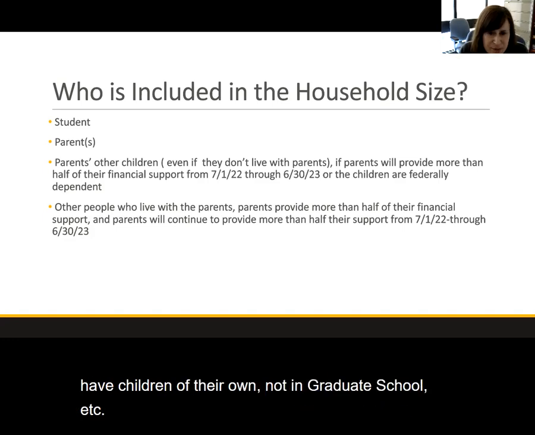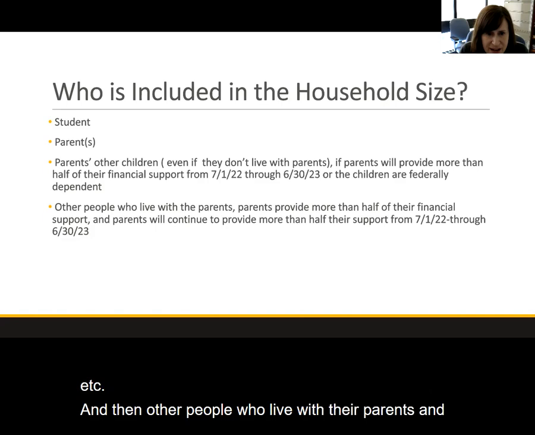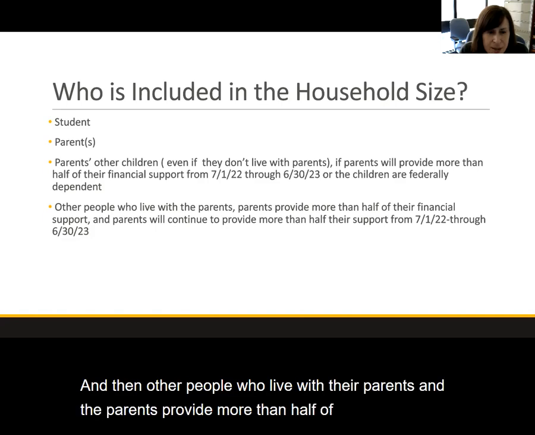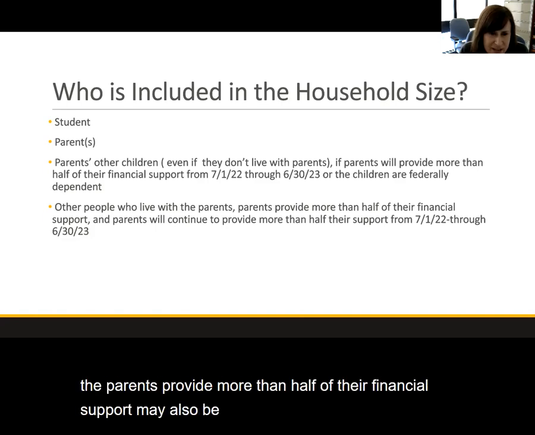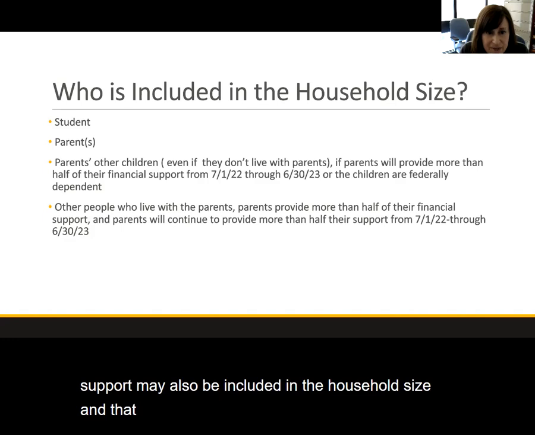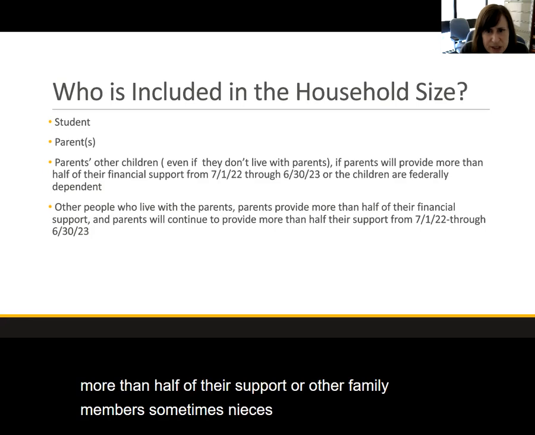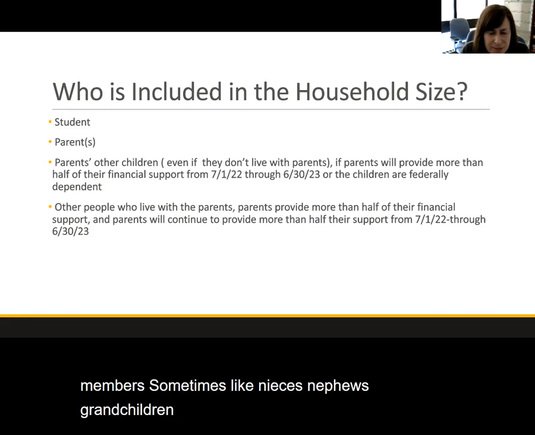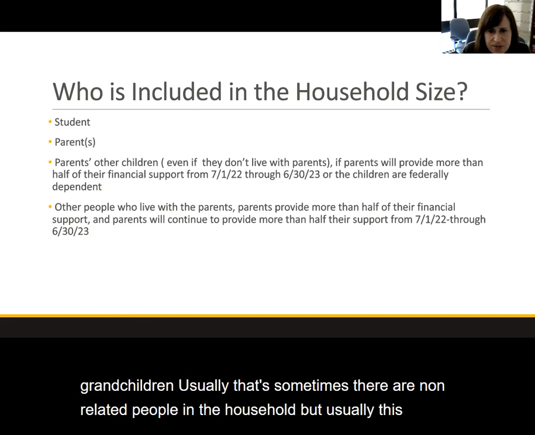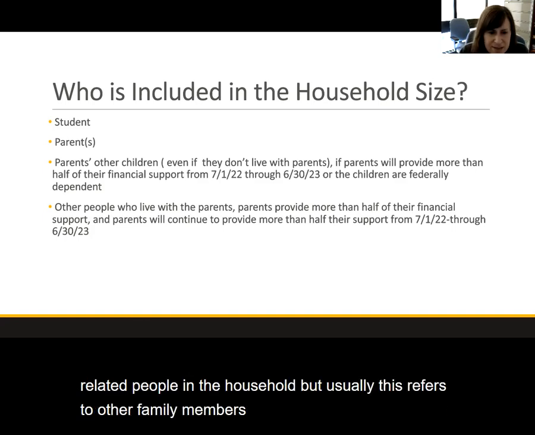And then other people who live with the parents and the parents provide more than half of their financial support may also be included in the household size. And that would typically be like if your grandparents live with your parents and they support them or provide more than half of their support, or other family members sometimes like nieces, nephews, grandchildren. Sometimes there are non-related people in the household, but usually this refers to other family members that are living with you and your parents.